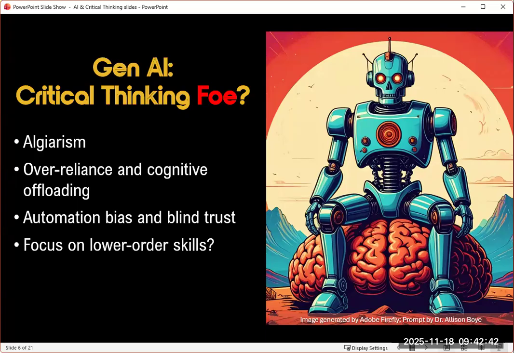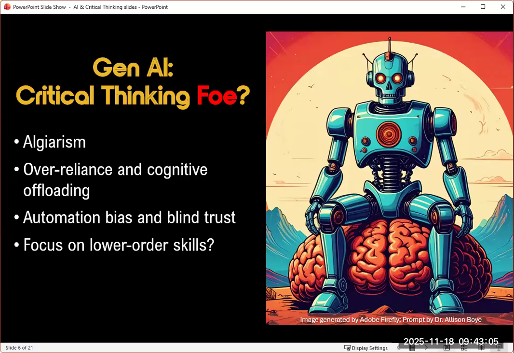And some quantitative analysis has shown that higher confidence, so right, this blind trust piece, in generative AI doing a task is associated with less critical thinking engagement. Again, makes sense. So I have a question mark next to this last piece because we're going to address this a little bit later.